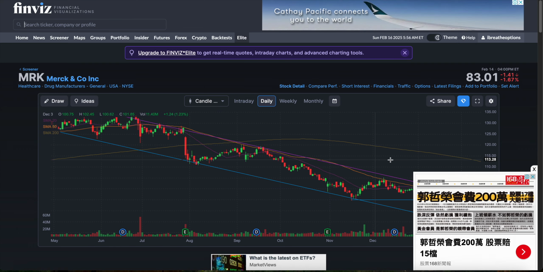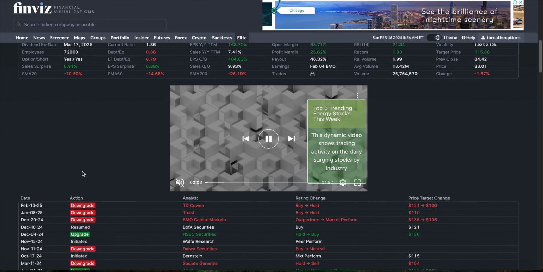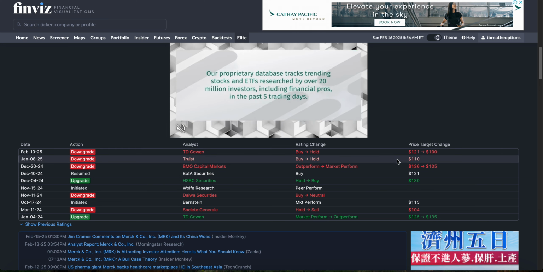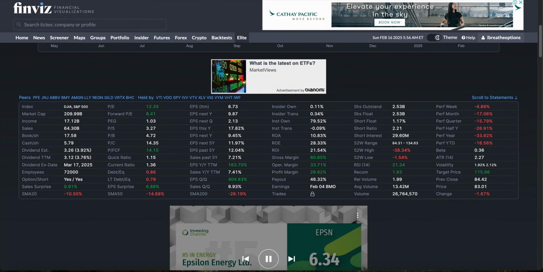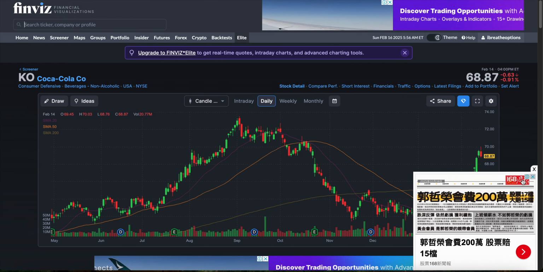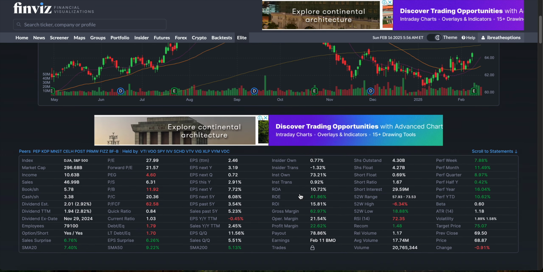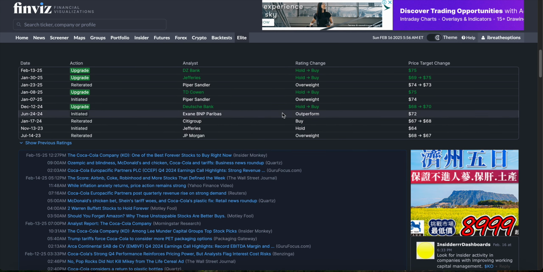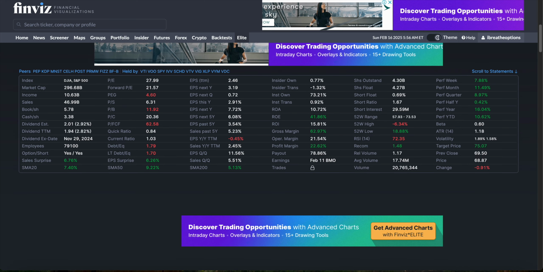If I look at Merck here, it's a downward trend, so I will refrain from going into this stock. I'm also looking at the different analysts' recommendations, like it's a buy to hold rating change, so it will probably not be within my criteria. Coca-Cola, the graph looks good. It's on a bullish momentum here. And here I look at the different analysts' ratings, like the rating change from hold to buy, target price is 75. Yep, so Coca-Cola is one of the stocks that I would also look at based on the criteria.